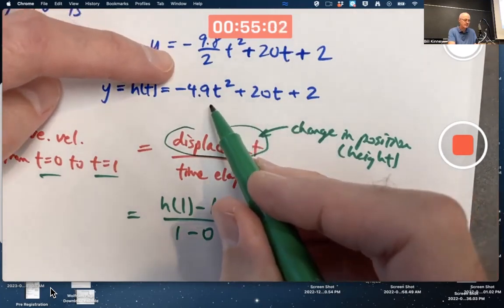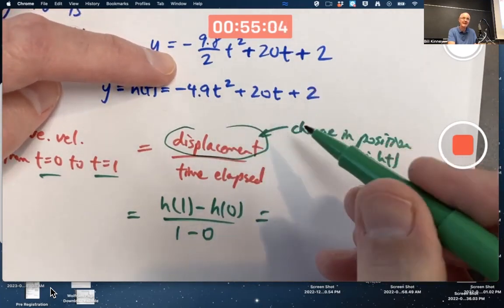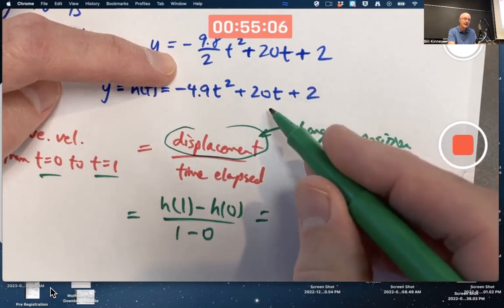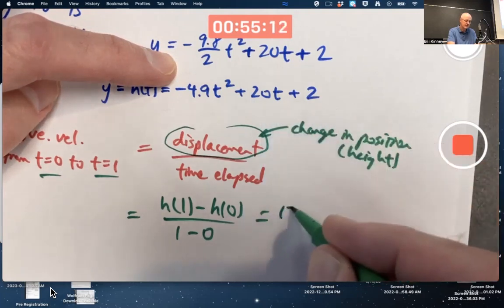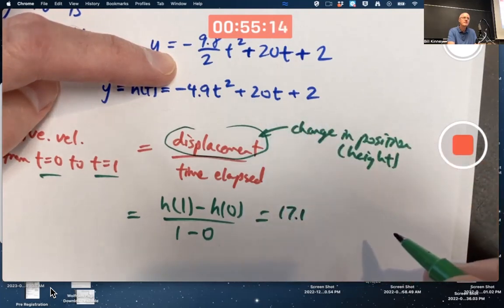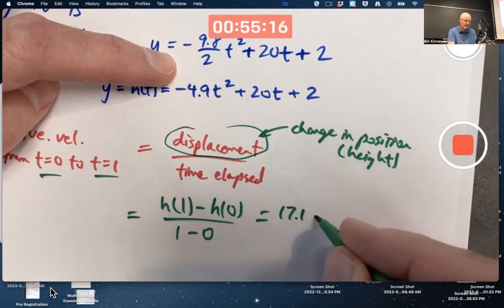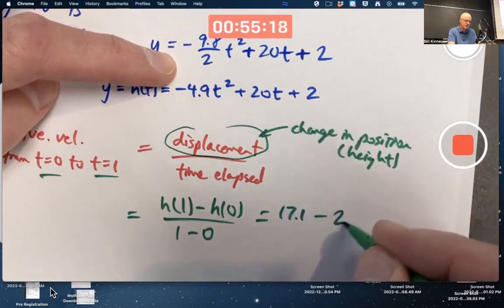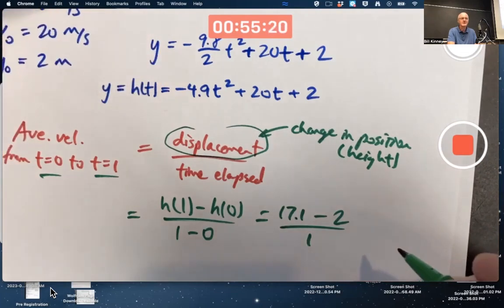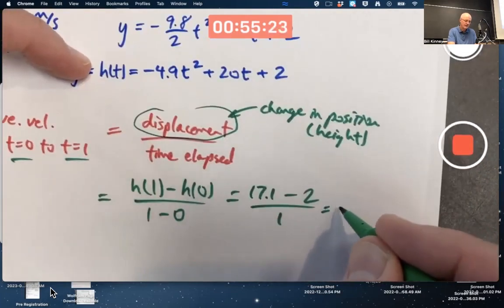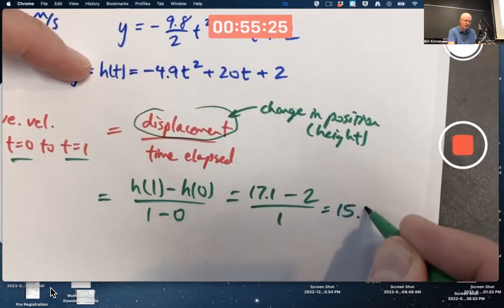1 squared is 1 times negative 4.9 is negative 4.9, plugging in 1 for t. Plus 20 is up to 15.1. Plus 2 is up to 17.1. H of 0, plug in t equals 0, you get 2. 1 minus 0 is 1. The final answer is 15.1.